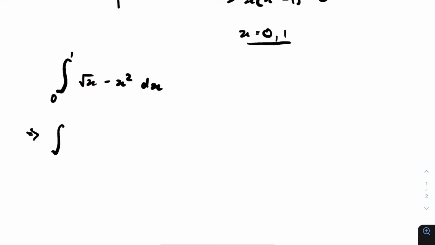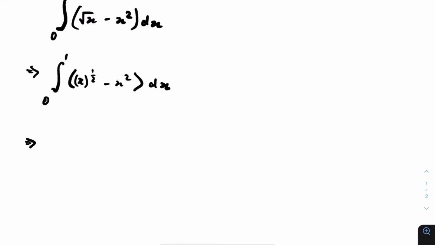If we write it in terms of powers, that's easier. We take the antiderivative, the integral of x to the power of half minus x squared dx. Integrating means we increase the power by 1 and then divide by the new power.